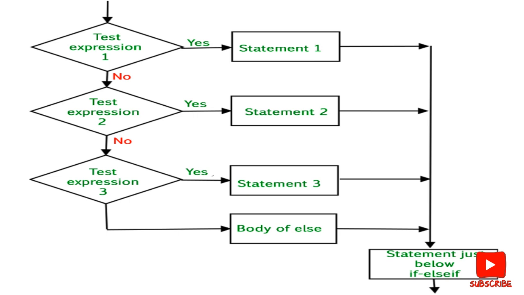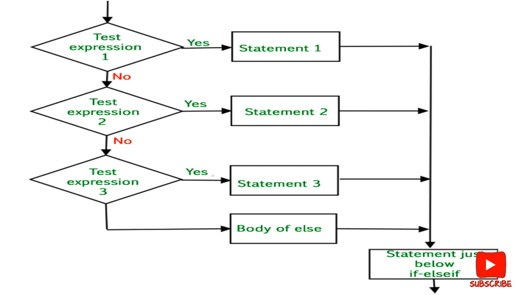Let's break it down. Firstly, the flow starts with test expression 1. Here Python checks if this condition is true or false. If it's true, the program executes statement 1, and if it's false, we move on to the next test, which is test expression 2. After moving to test expression 2, Python checks this condition. If it evaluates to true, statement 2 gets executed. If it's false, we move to the third condition, which is test expression 3. Now we evaluate test expression 3. If it is true, statement 3 will be executed. If test expression 3 is also false, we move to the else block.